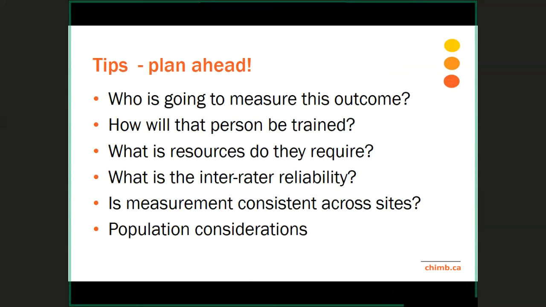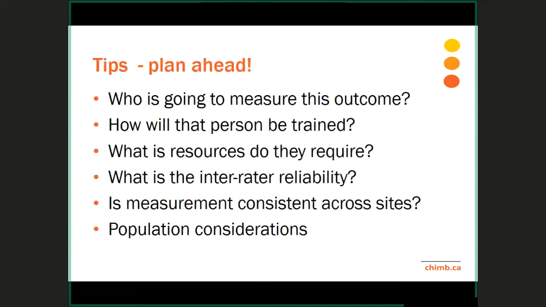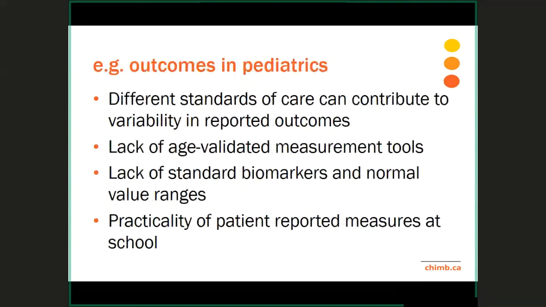And population considerations, and I can't go through a whole talk without talking about pediatrics. Oh, okay, we're going to do pediatrics first. So outcomes in pediatrics are a little bit of an extra challenge, I should say, because there's a lot of variability in standard of care. Standard clinical outcomes are not measured the same across provinces, and differences in how they're treated may actually contribute to these outcomes.